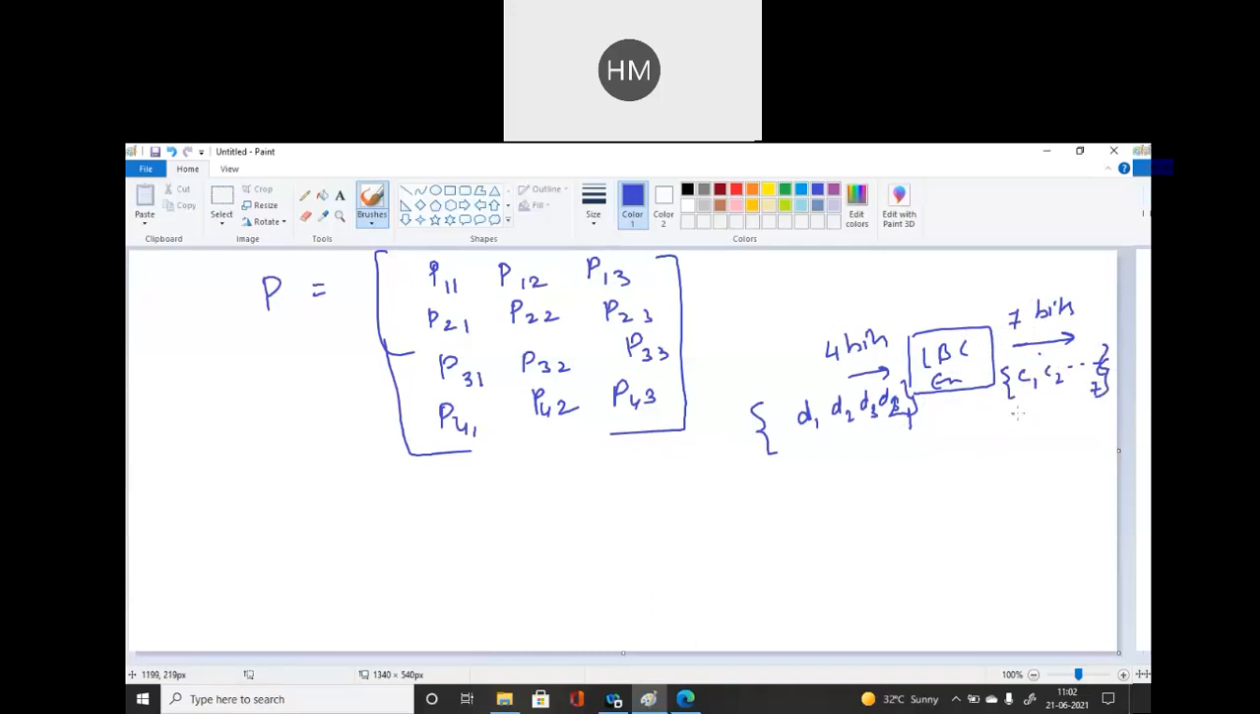And what will the first 4 bits be in it? The same D1, D2, D3 and D4. This will remain the same in the code word generated. Clear? But the last bits, which start from C K plus 1 till C M, will be C5, C6 and C7.